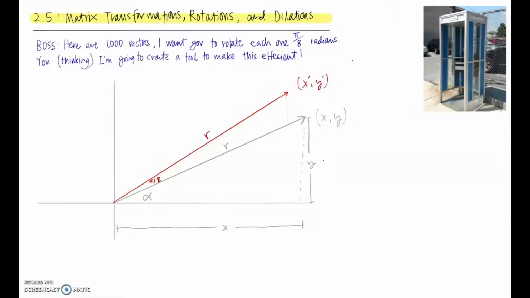And then in a way similar to the original gray triangle, this length right here would have to be the new x prime, the new x coordinate. And this distance here would have to be y prime, the new y coordinate after our rotation. Okay, at this point we're going to start just pumping out the trigonometry.